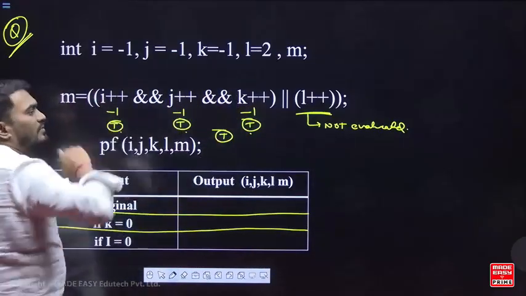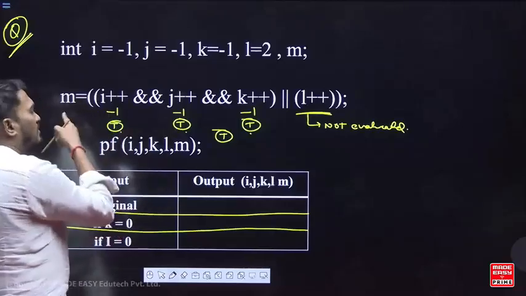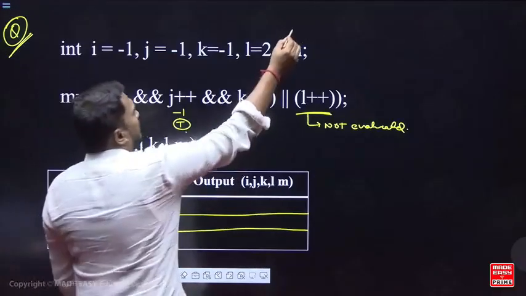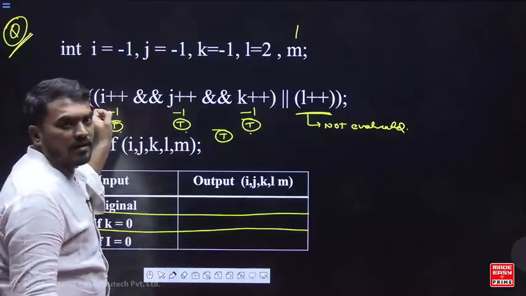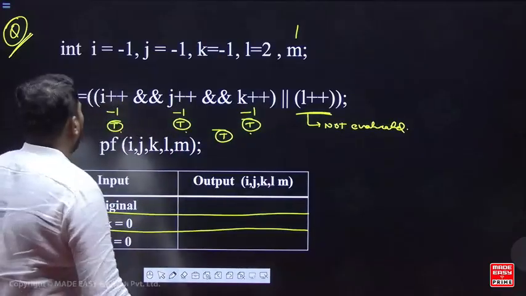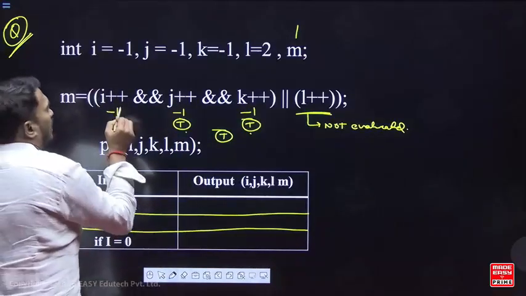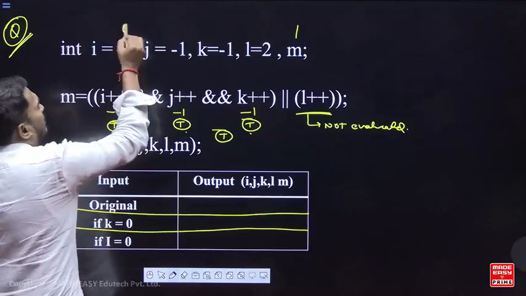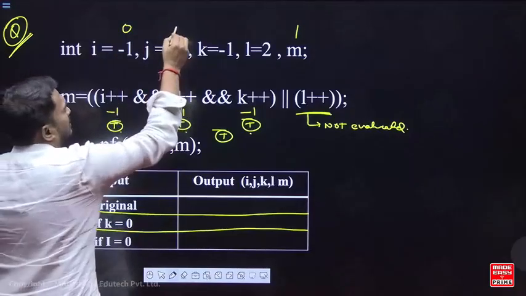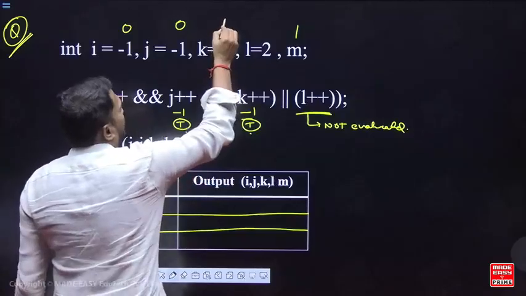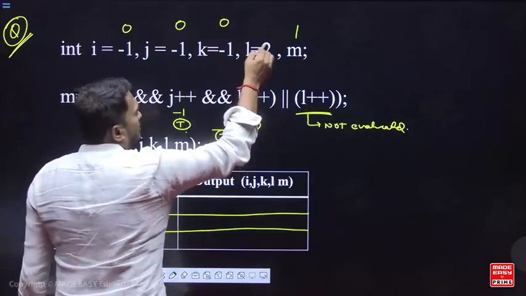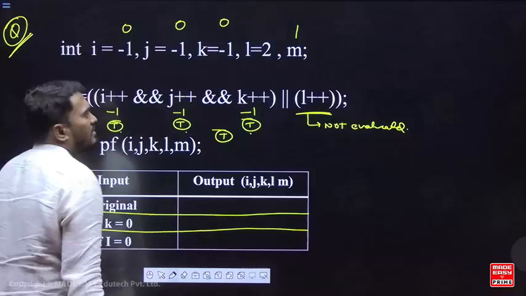So this entire expression is true. What will be assigned to m? Tell me. If this entire expression is true, what will be assigned to m? 1 will be assigned to m. Now tell me what are the values changed here? When i plus plus is executed, this value becomes 0. When j plus plus is executed, j value becomes 0. When k plus plus is executed, k value becomes 0, and there is no change in l. What will be assigned to m?